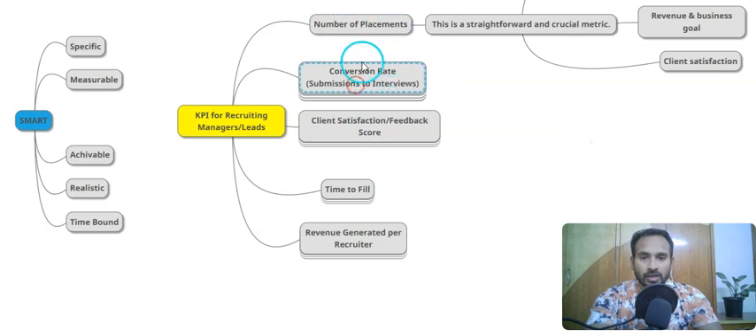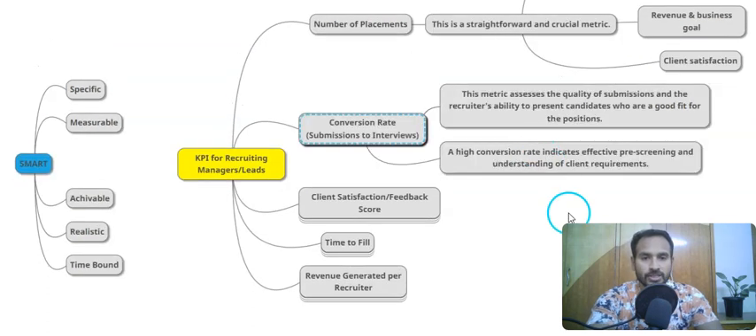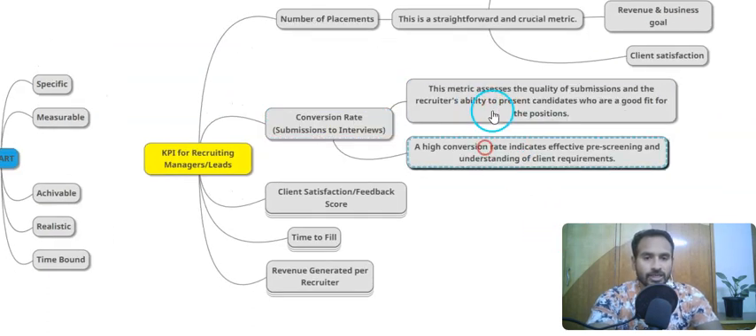Then conversion rate, meaning ratio. It could be submission to shortlisting, shortlisting to interview, interview to placements, placements to joining, whatever it is. I'm just giving you some idea about how you do that. So if you take submissions to interview, what is that? It is going to help us get 2 things. This metric assesses the quality of submissions and the recruiter's ability to present candidates who are a good fit for the position.